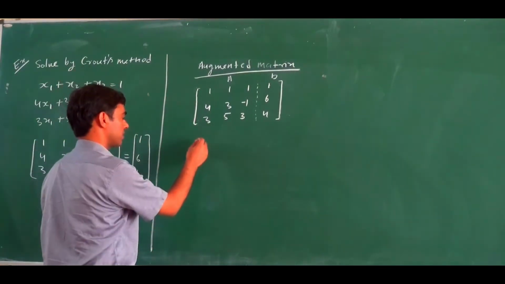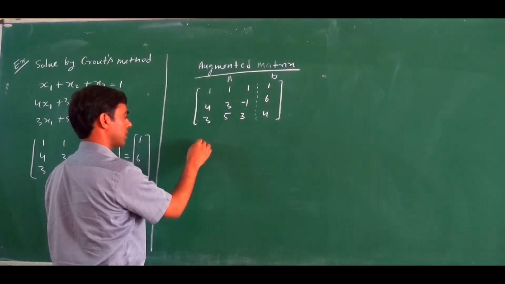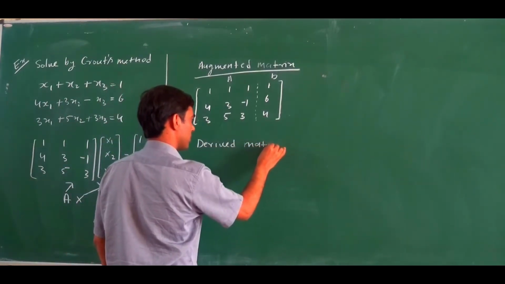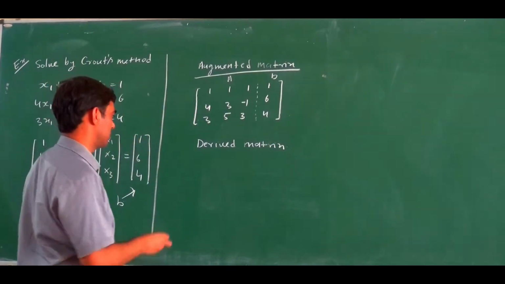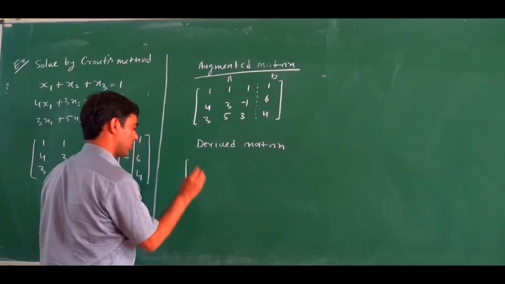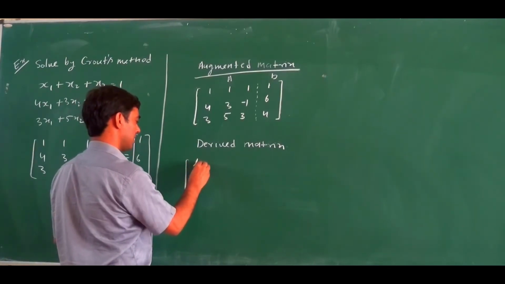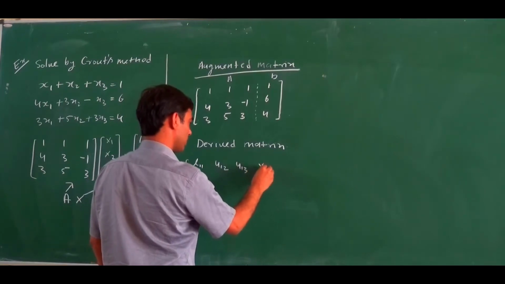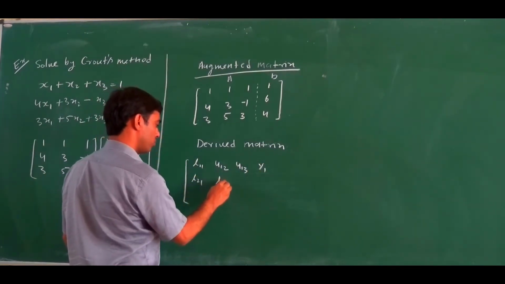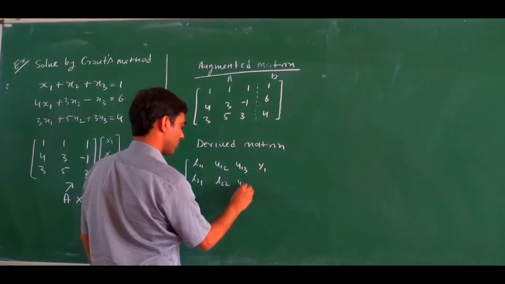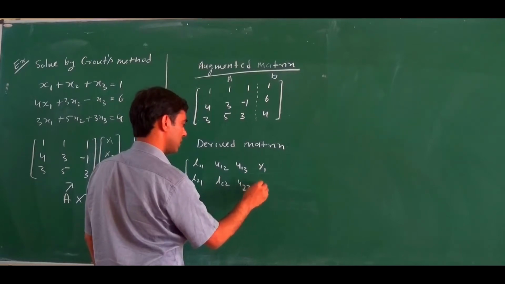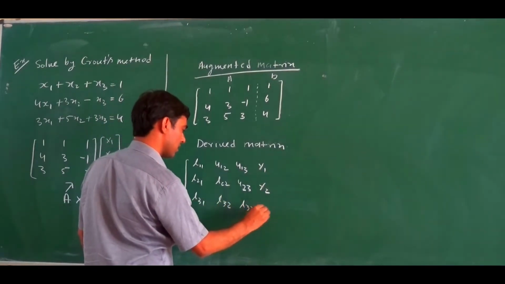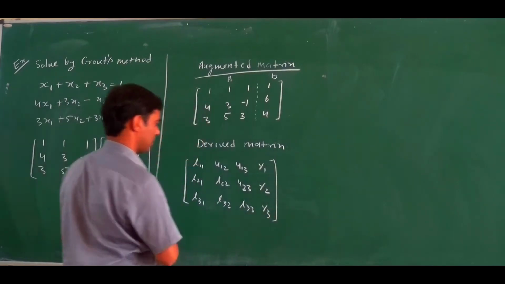Now, what is the derived matrix? As defined by Crout, here we write the standard form of the derived matrix in case of a 3 cross 3 matrix: L11, U12, U13, Y1, L21, L22, U23, Y2, and L31, L32, L33, Y3. This is the derived matrix.